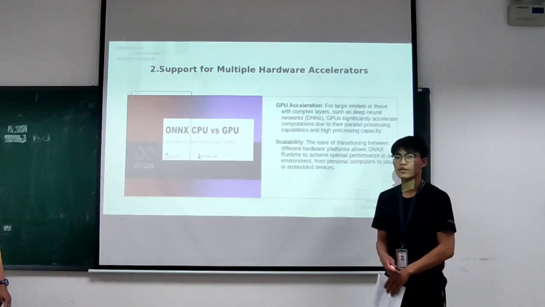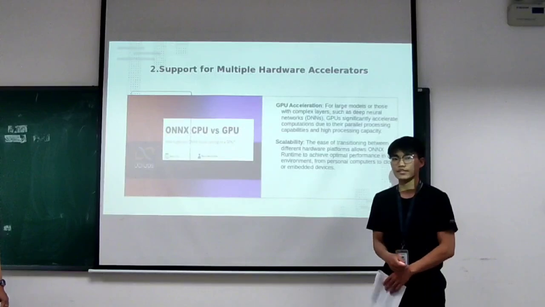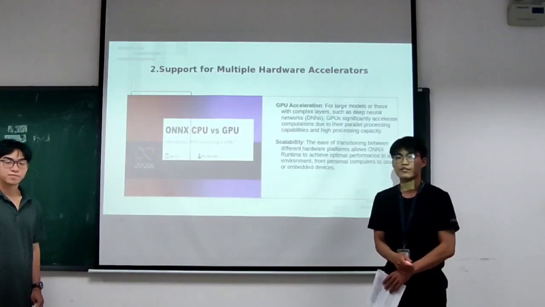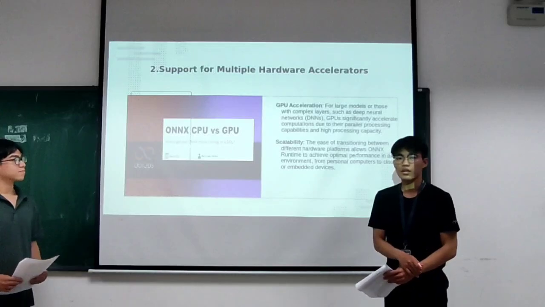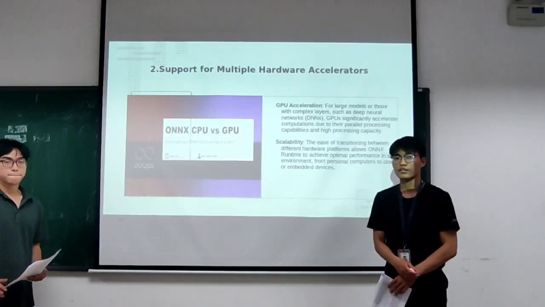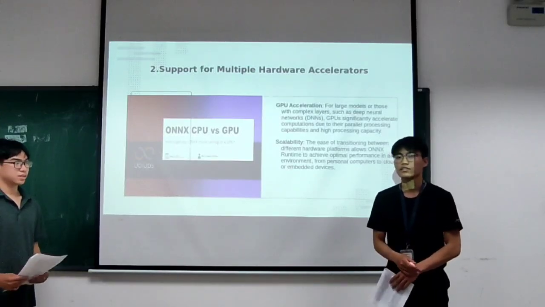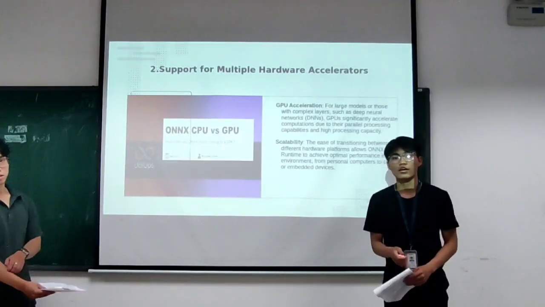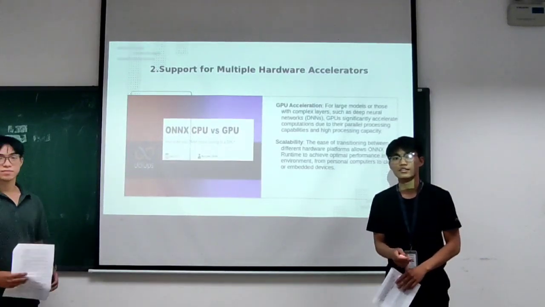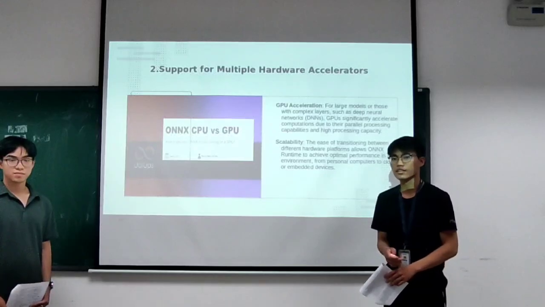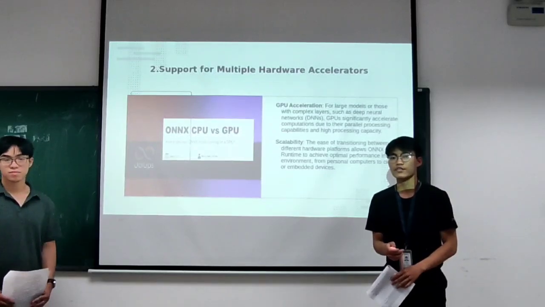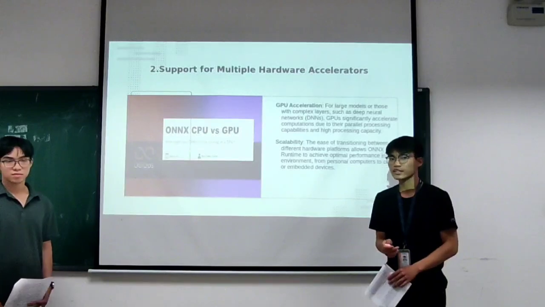Choose support for multiple hardware accelerators. ONNX Runtime can leverage various hardware types, including CPUs, GPUs, and other hardware accelerators such as TensorRT, OpenVINO, DirectML, and FPGA devices. This brings a range of advantages.